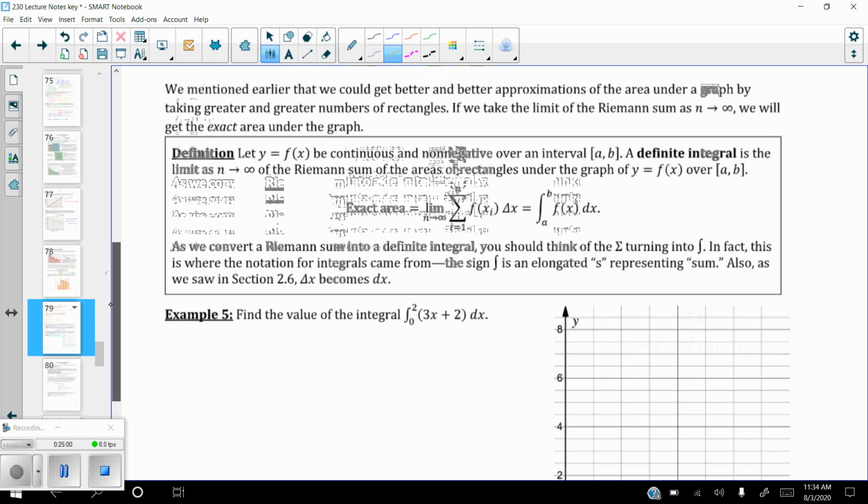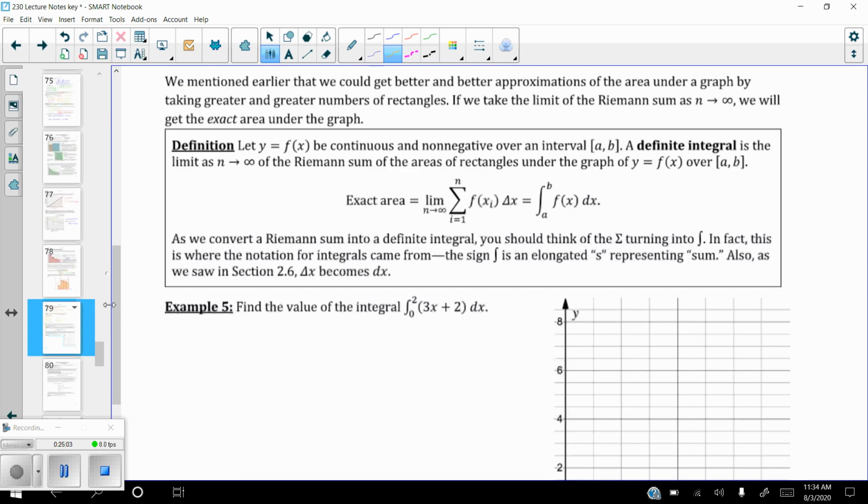There we go. And look at our last example here. So we mentioned earlier that we could get a better and better approximation of the area under the curve if we take a greater number of rectangles. So if we were to take the limit of the Riemann sum as n approaches infinity, or the number of rectangles gets infinite, we're still going to get the exact area under the curve.